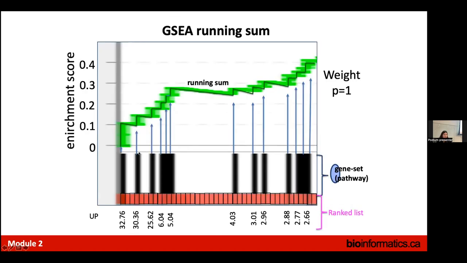And this is a zoomed image of the GSEA running sum so that you can see better. So this is gene 1, gene 2, gene 3, gene 4 of the rank file. So each time the gene is in the pathway, the running sum increases and then decreases slightly because the next gene is not in the pathway, and then increases again. So when there are a lot of genes in the pathway, the running sum is increasing rapidly.